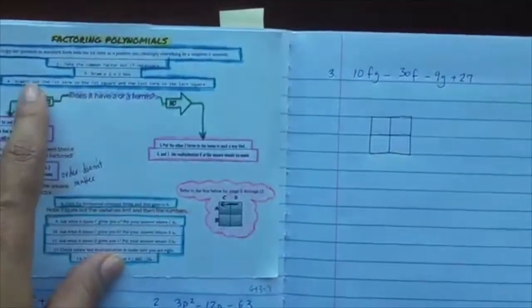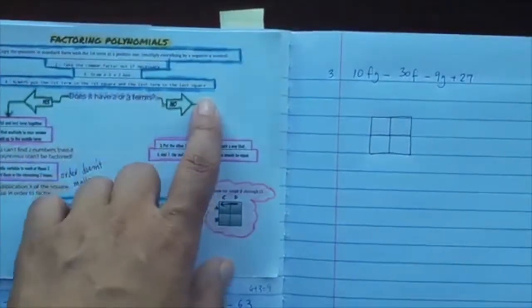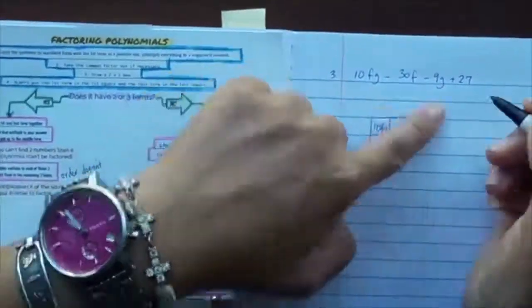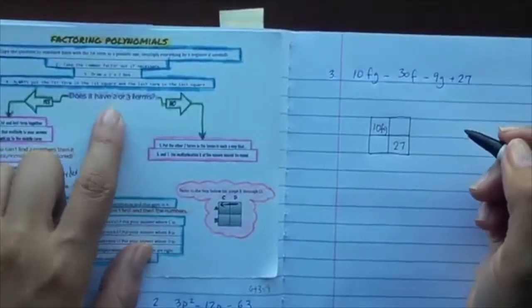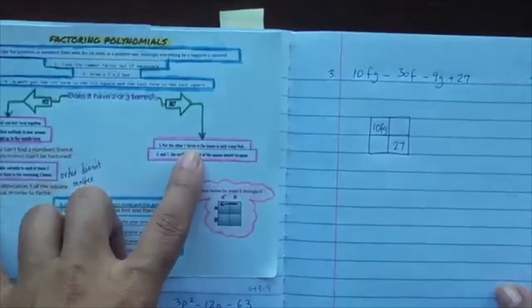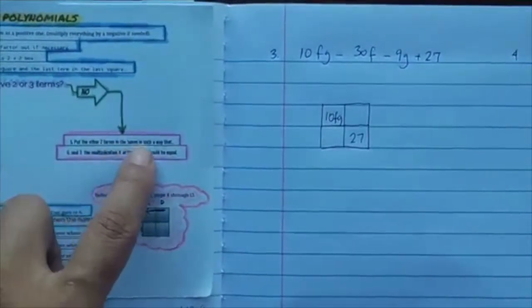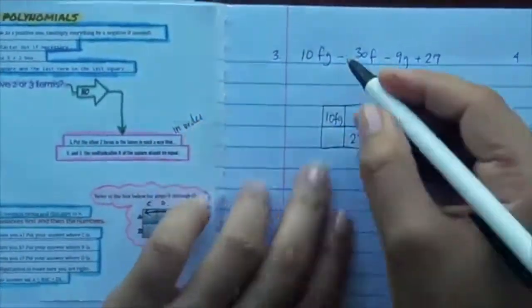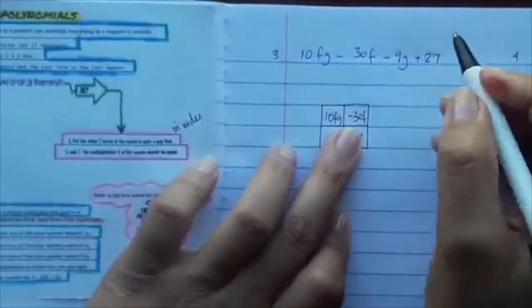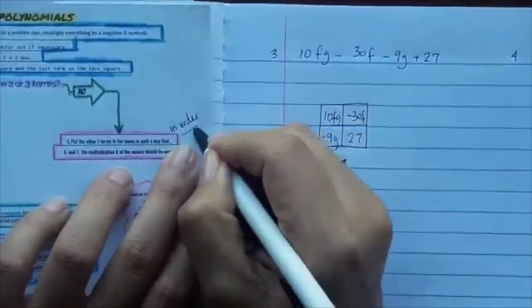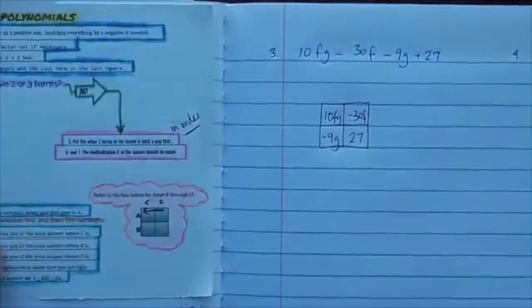First term in the first box, so 10FG in the first box. Last term in the last box, so positive 27 in the last box. If you have 4 terms, you just put the other 2 terms in the order that you see them. So this has to be in order. Go ahead and write down in order. It has to go negative 10FG, then negative 30F, then negative 9G, and then positive 27. It has to be in order, therefore.